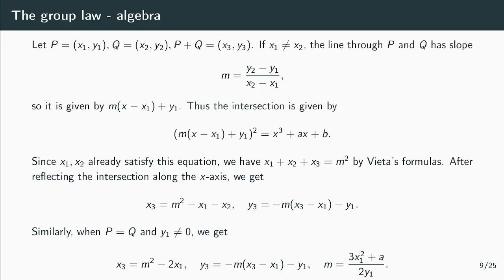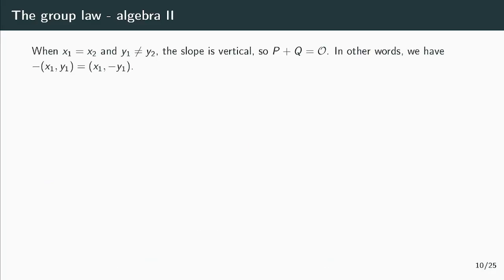But notice that we still omitted a few cases that would result in a division by zero. When the x-coordinates of the 2 points are the same, but the y-coordinates are not, we are in the case where the slope of the line is vertical, so that we already know that the sum of the 2 points will be O, the point at infinity. This also means that to compute the negative of a point, you can simply flip the sign of its y-coordinate.